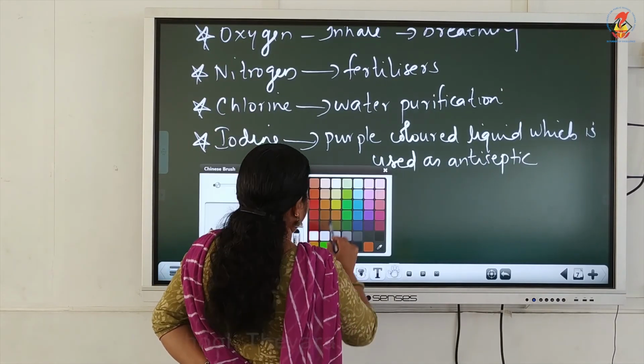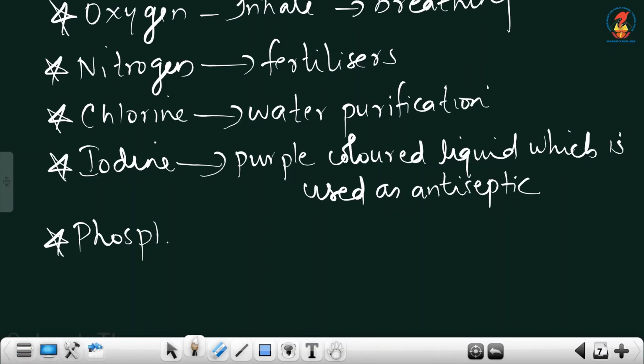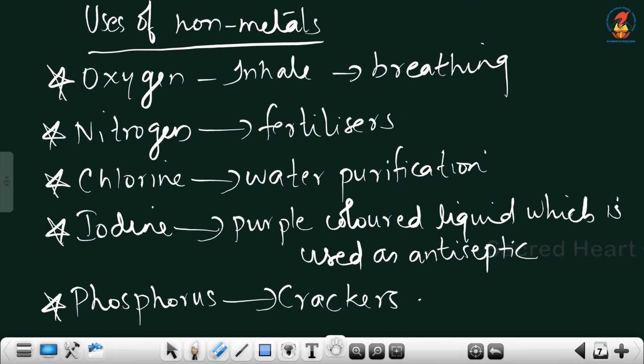It is iodine. And next one is the last one, phosphorus. It is used in crackers. Phosphorus is a non-metal which is used in crackers. So, uses of non-metals.